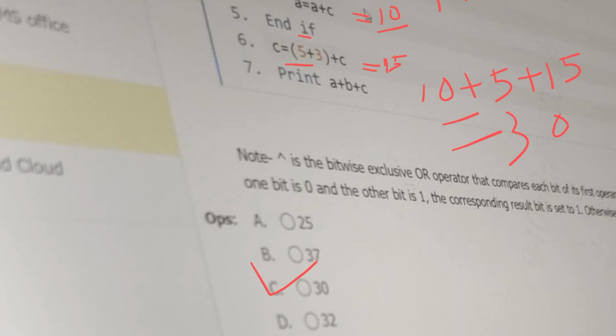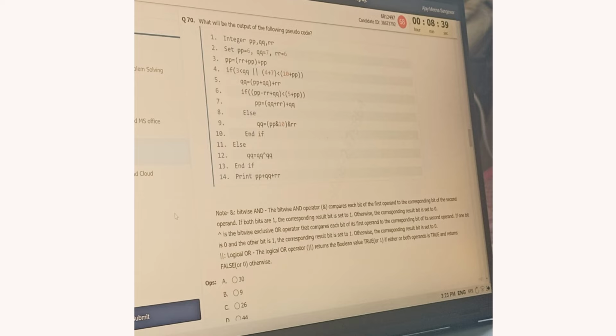So let me show you the next problem. Please pause the video and try to solve the problem on your own so that you can cross-check if you are right or wrong. I am giving you a guarantee this question is going to come in your exam. Just write it down. Please pay attention to this question. So let's start solving the problem.